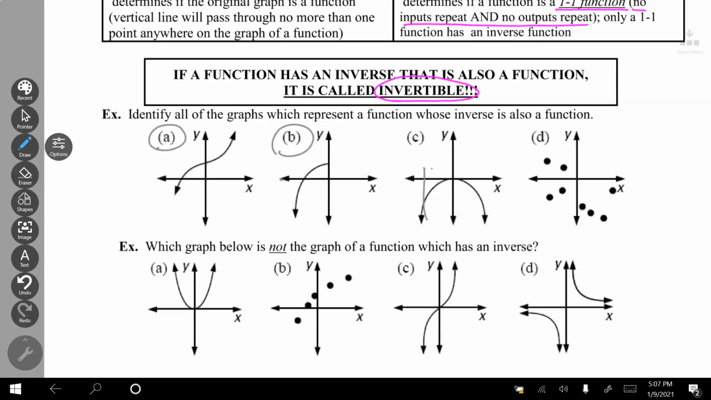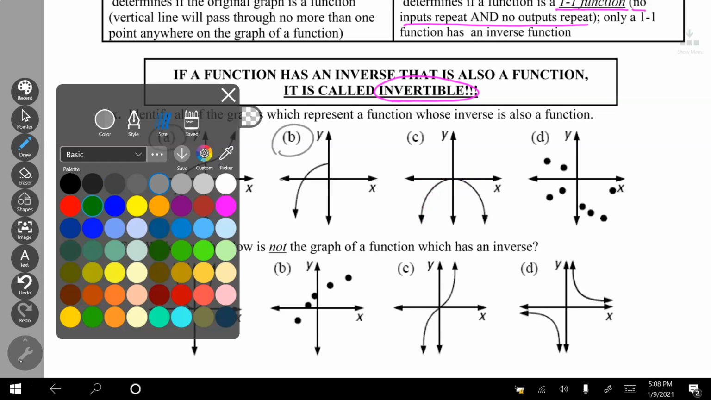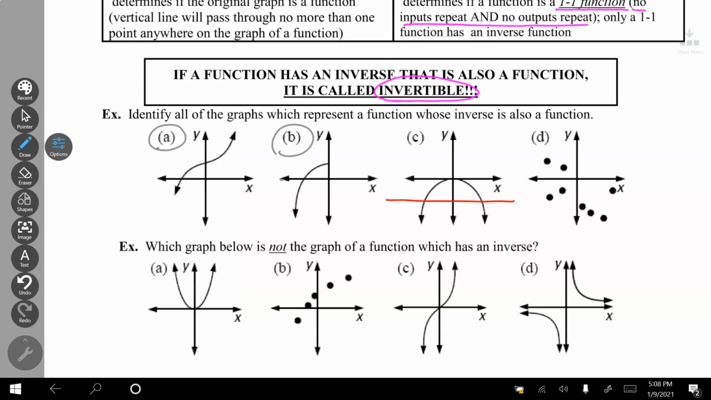This passes the vertical line test, so it is a function, but if we look carefully and we do the horizontal line test, it does not pass the horizontal line test, it hits it in 2 spots. This is a function, but its inverse is not a function. And in this last one, if we draw a vertical line, it's not even a function.